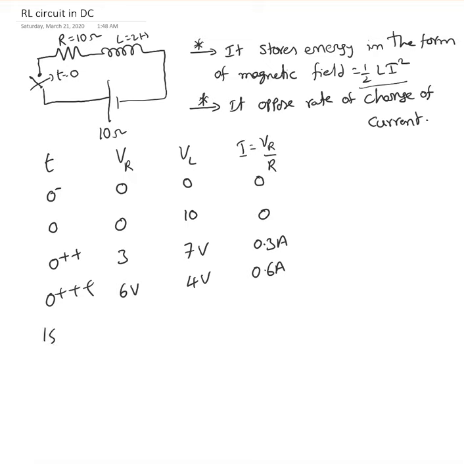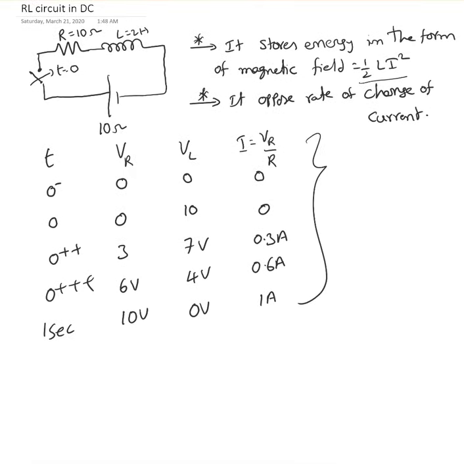So after 1 second, which is a very long time, all the voltage will appear across the resistor, with the remaining 0 volts across the inductor. So 1 ampere passing through it. As I mentioned, this is called the transient state. The transient state is nothing but what is going on in the circuit just immediately after closing the switch or immediately after opening the switch.